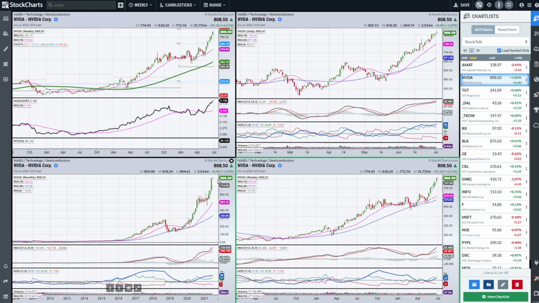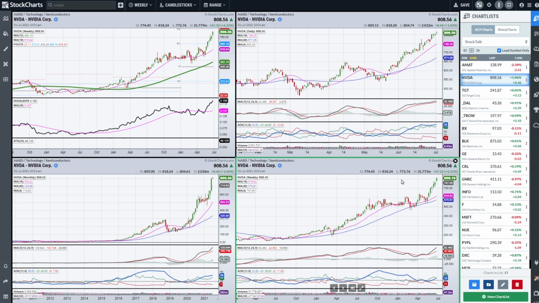it's really extended. Being extended is a negative, but you can't really fault a stock for being really strong. But it can prevent you from being a buyer, but I would probably be okay with holding this. My target on this is around 840.